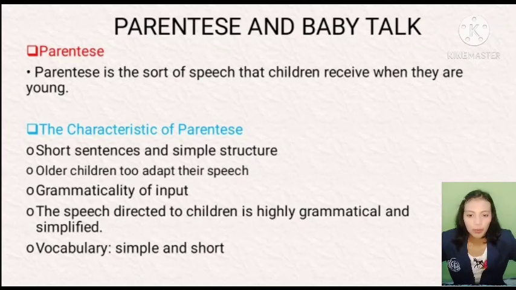I will explain about parentese and baby talk. Now, I will introduce what parentese is. Parentese is the sort of speech that children receive when they are young. So, the characteristics of parentese: first, short sentences and simple structure. Second, older children adapt their speech. Third, grammaticality of input. Fourth, the speech directed to children is highly grammatical and simplified. Fifth, vocabulary is simple and short.